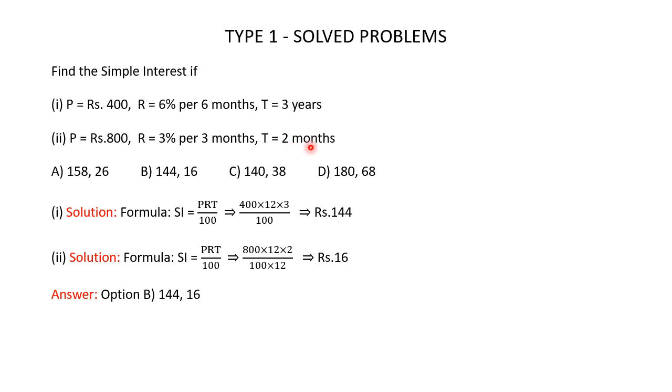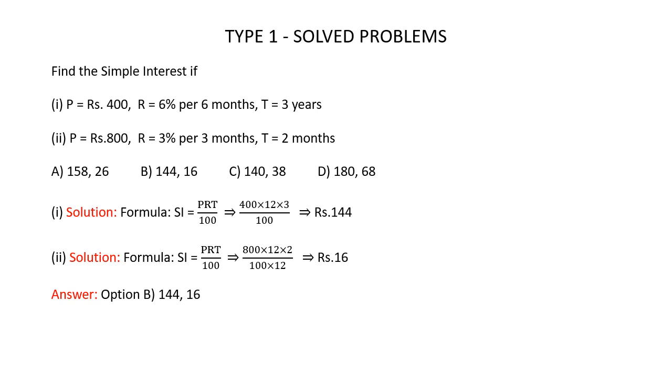So convert 2 months to year by dividing it with 12. So you have time as 2 divided by 12 year. Now you know that the formula to find simple interest is PRT divided by 100. Substituting all the given values in the formula here, we get 800 multiplied by 12 multiplied by 2 by 12 divided by 100. On solving this, we get the simple interest as rupees 16.